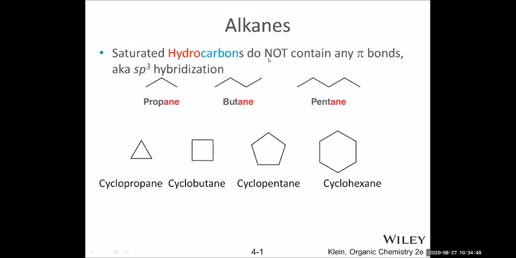Alkanes are hydrocarbons, and the carbon atom has only sp3 hybridization. So that makes them have no pi bond. These are some examples of simple alkanes: propane, three carbons; butane, four; pentane, five. Their names all end with -ane.